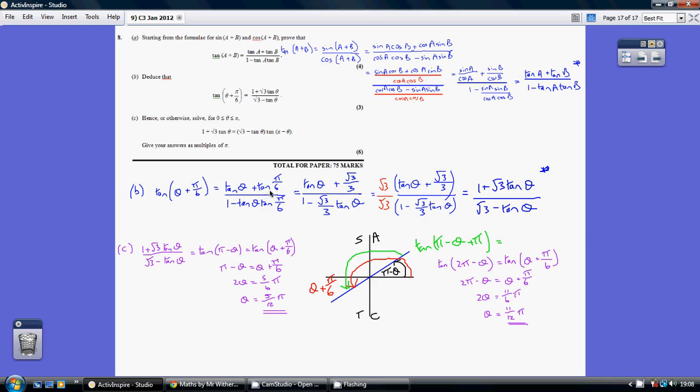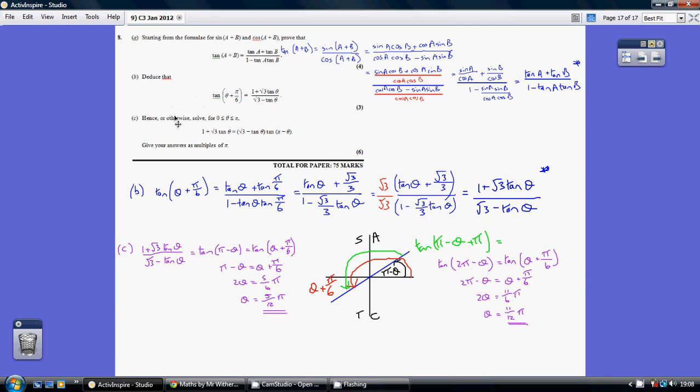Now using your calculator, tan pi over 6 is root 3 over 3. So we have plus root 3 over 3 here, and down here we've got root 3 over 3 times tan theta. So that takes us to this. Now let's try and tidy this up. If we choose to multiply top and bottom by root 3, we get this. So we then have a 3 on the top, 3 on the bottom. That gives us this, which is what we were required to do for part B.